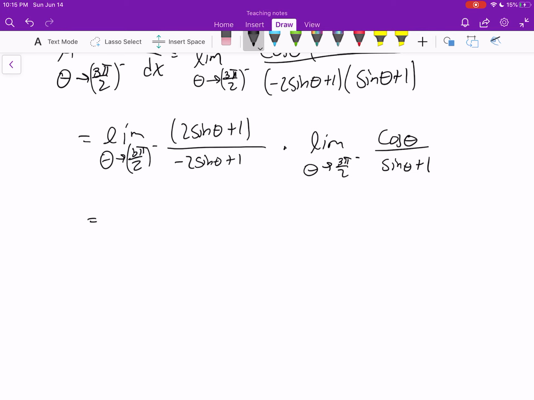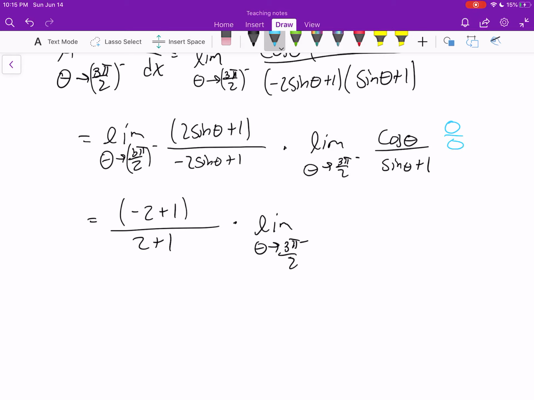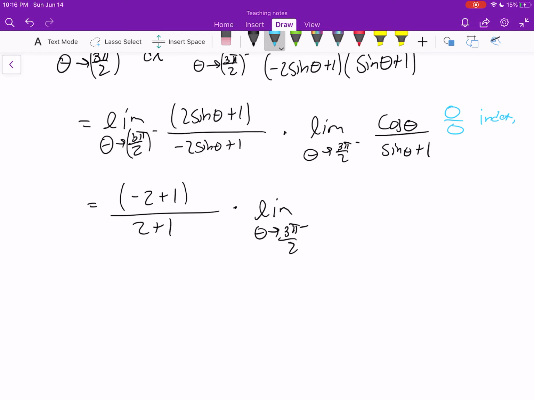If I plug in 3 pi over 2 into the first one, sine of 3 pi over 2 is negative 1. So I get negative 2 plus 1 divided by 2 plus 1. I multiply that by the limit as theta approaches 3 pi over 2 from the left, which is 0 over 0 indeterminate, because cosine is going to 0 and sine is going to negative 1. So if I do L'Hopital's and take the derivative, I have minus sine theta over cosine theta.